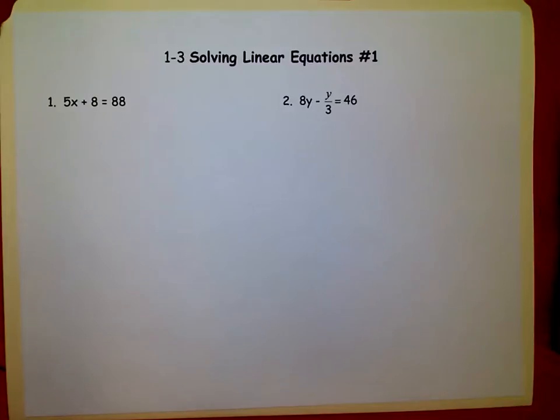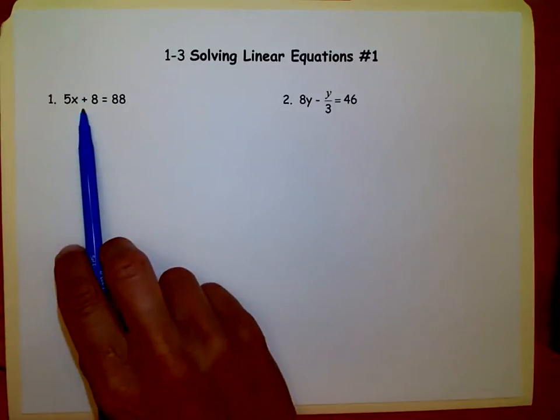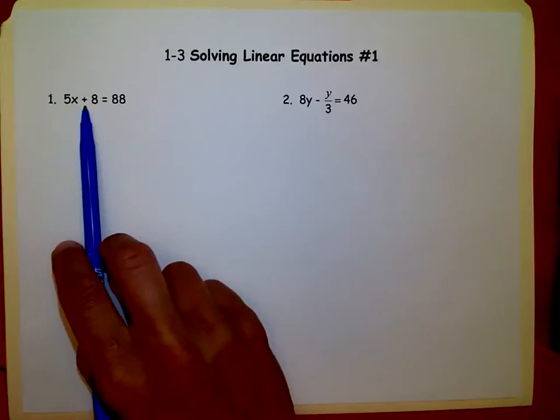So you always want to do the opposites to undo things to get x alone. Remember, the opposite of adding is subtracting, the opposite of multiplication is division, and it doesn't have any here. Squaring is square roots. Those are opposites too. So keep all those things in mind as you solve equations.